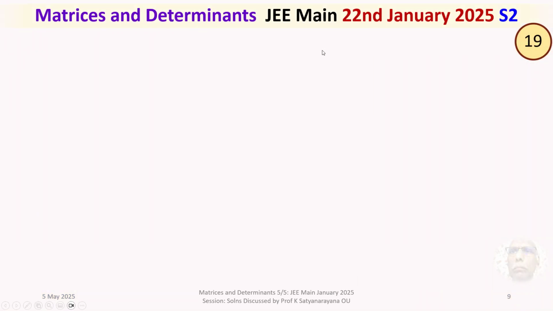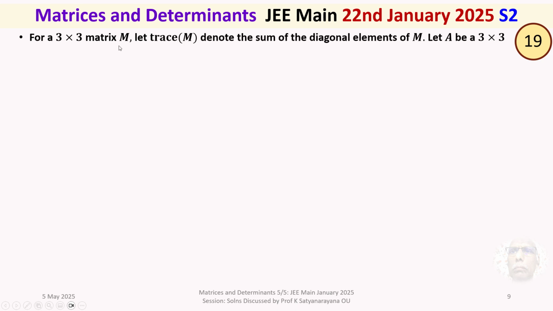Right, this is the question that has appeared in the JEE Main exam held on 22nd January 2025 in the second shift. The given question is, for a 3 by 3 matrix M, let trace M denote the sum of the diagonal elements of M. Trace M denotes the trace of the matrix M, which is nothing but the sum of the diagonal elements of M.